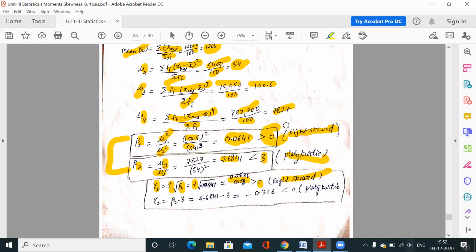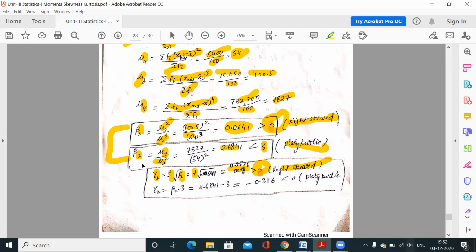So either you compare beta 1 or gamma 1, the concept would be the same. If both are greater than 0, then it would be right skewed. Now for kurtosis, either we compare beta 2 or gamma 2. For beta 2 we compare with 3, and for gamma 2 we compare with 0. So gamma 2 is beta 2 minus 3, so this minus 3 is negative. So it is platykurtic, that means less than 0 means platykurtic.